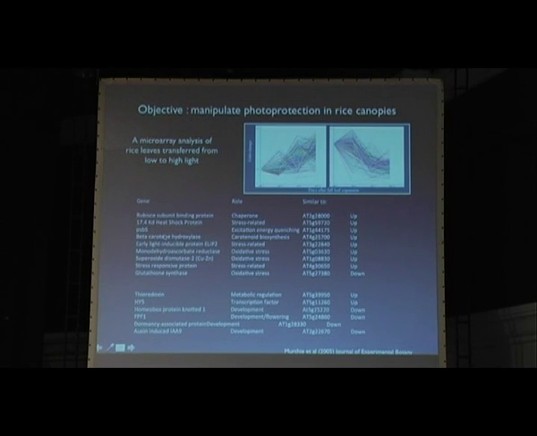There are also others such as beta-carotene hydroxylase, which sets the pool size of the xanthophyll cycle, which also regulates NPQ. There are also other stress-related genes such as superoxide dismutase and others.